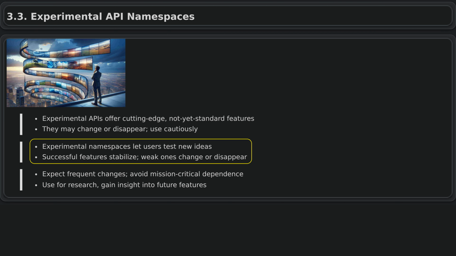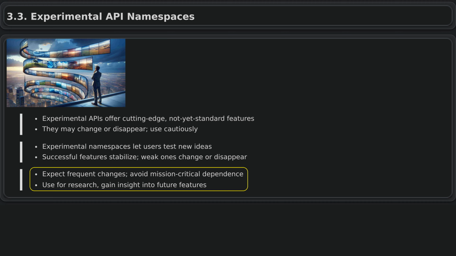This setup lets TensorFlow innovate quickly while giving you a relatively low-risk way to explore new tools, especially in research or internal projects. When working with experimental APIs, you should stay flexible because their behavior and location in a library can change a lot over time.